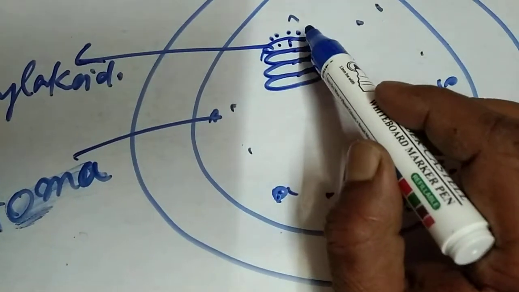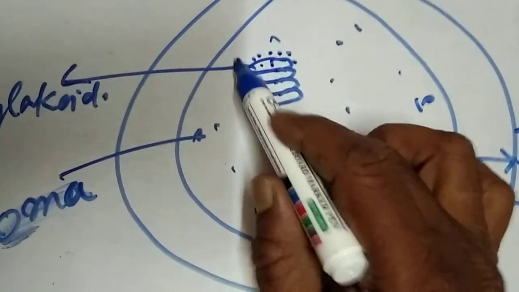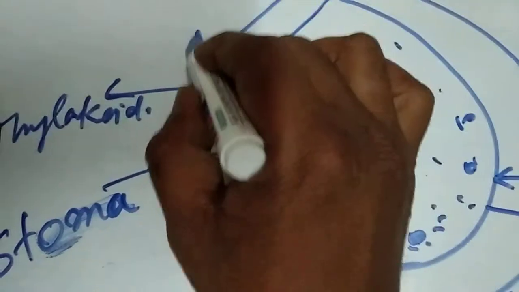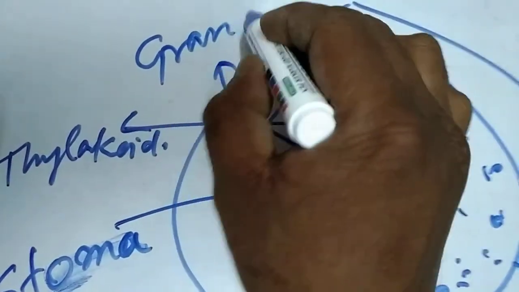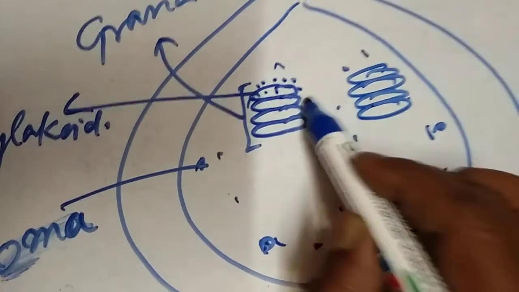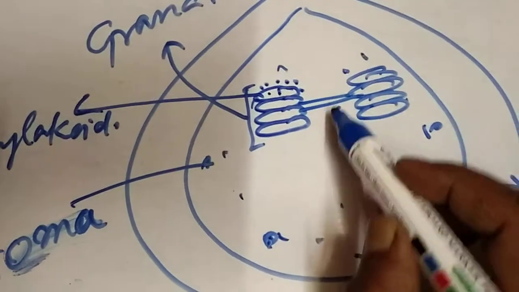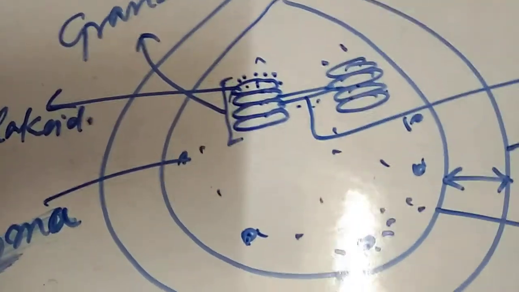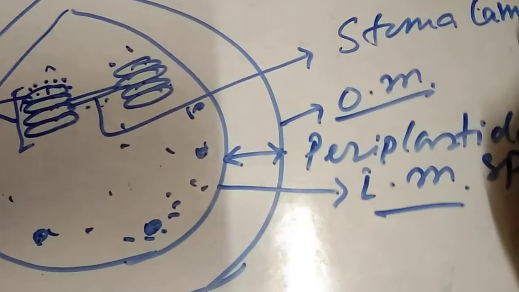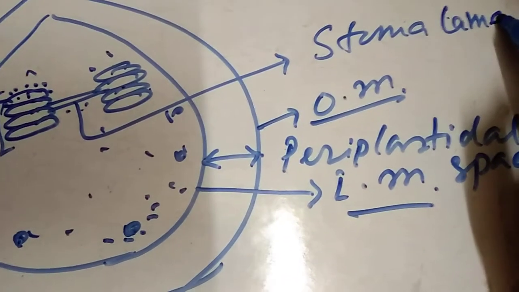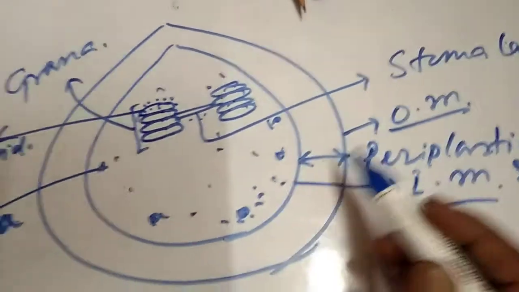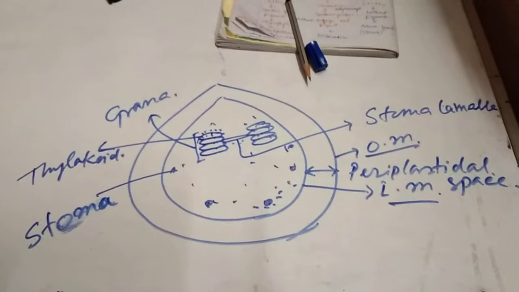So chlorophyll is present on the thylakoid membrane, and this pile structure, piles of thylakoid, is known as grana. So a structure like this is present, and the two grana are joined by stroma lamellae. And this is the complete structure of chloroplast.